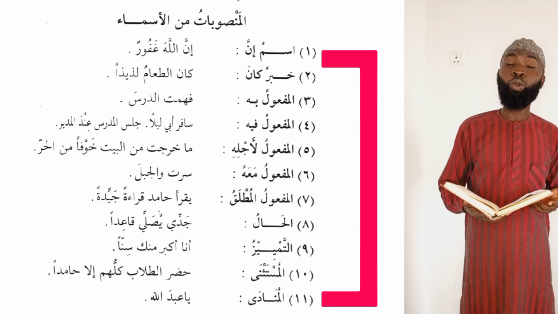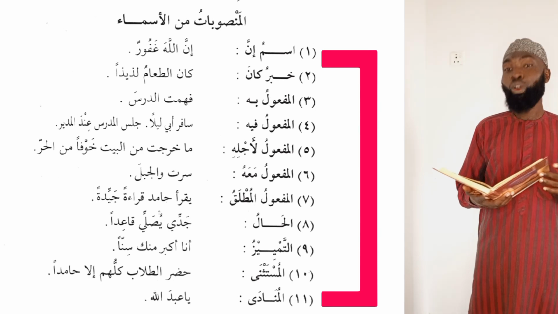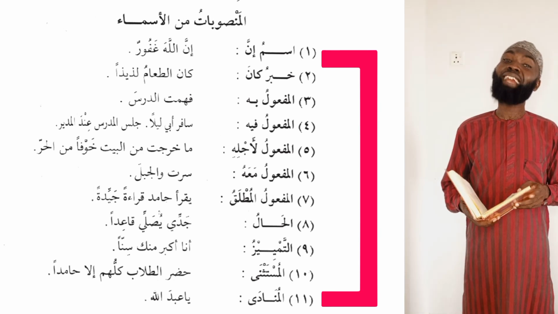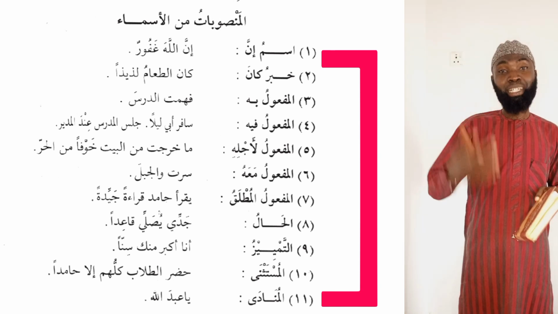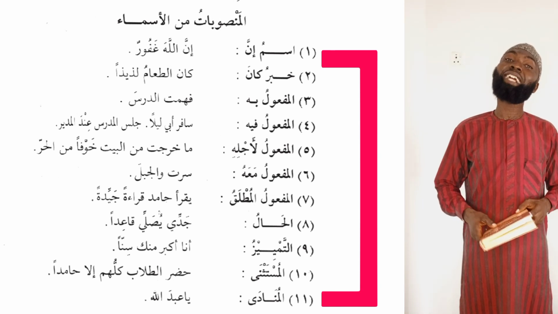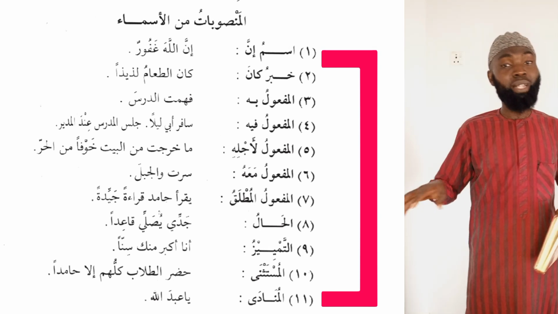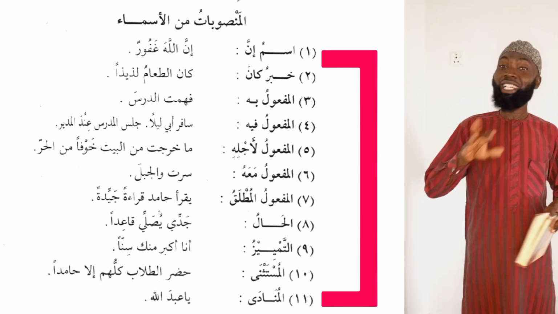We have al-halu, the circumstantial noun. We have at-tamyizu, the noun of disambiguity. We have al-mustathna, that is the exemption noun. Then we have al-munada, the vocative noun. With this, we come to the end of the explanation of al-mansubat min al-asma'.